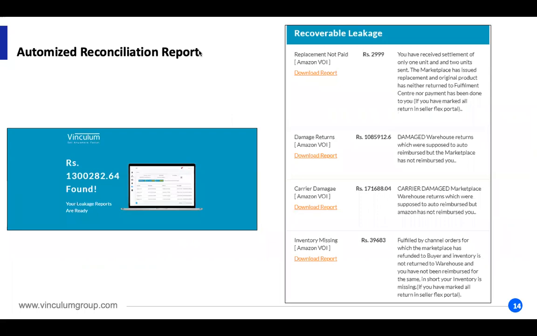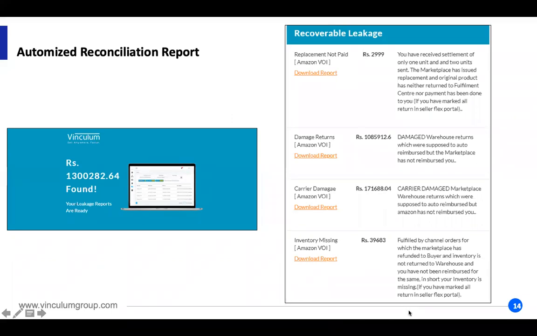This is how the reconciliation reports are sent to you on email. As soon as a leakage is identified in your business, our system shoots you an email in the following format. We can talk more about it and help you understand how you are managing your reconciliations right now.